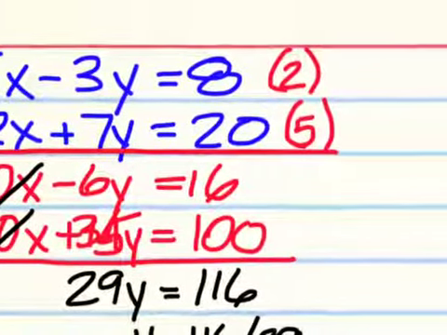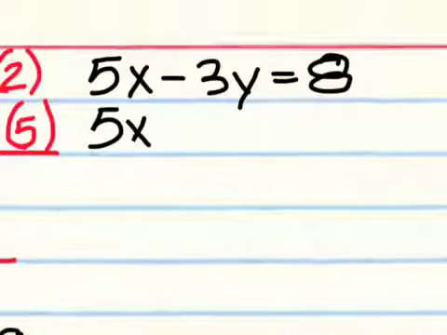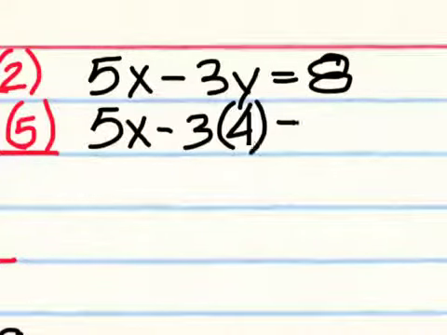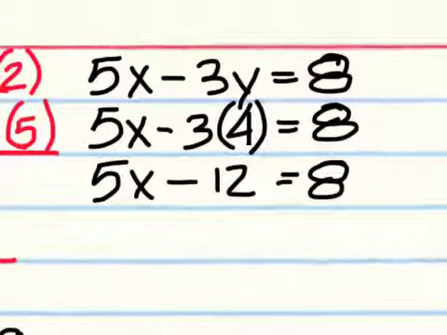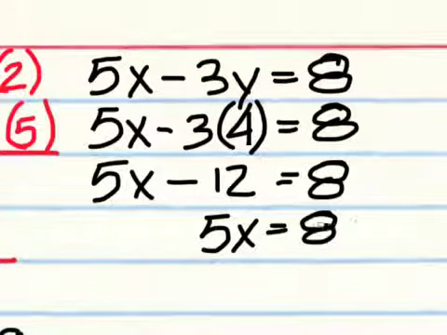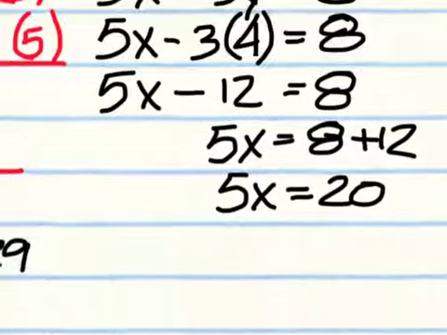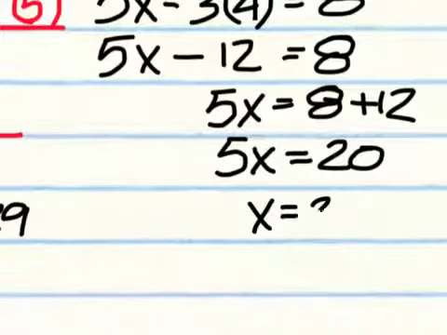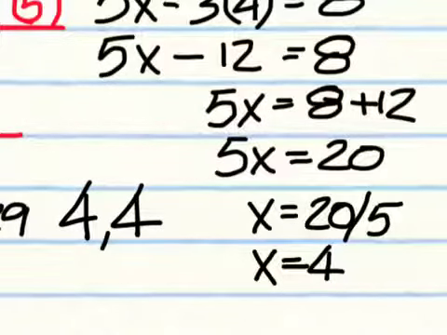5x minus 3y equals 8, and we'll have 5x minus 3 times 4, which will simplify to a minus 12, and then move the minus 12 to the right and make it plus 12. You get 20, and then divide. So you get another 4. The answer should be 4, 4. And remember, that's x first and then y second.